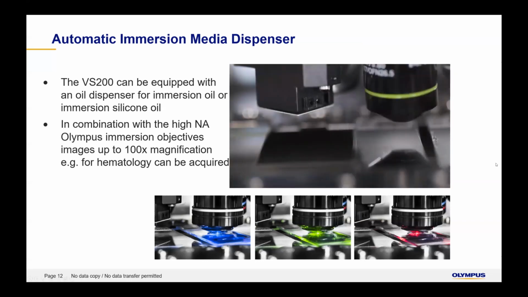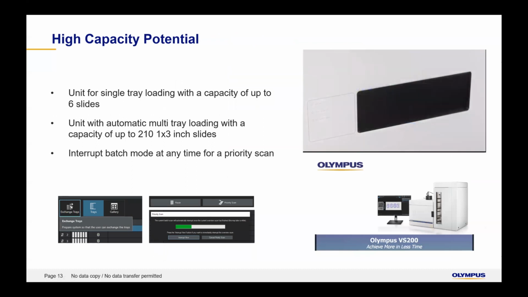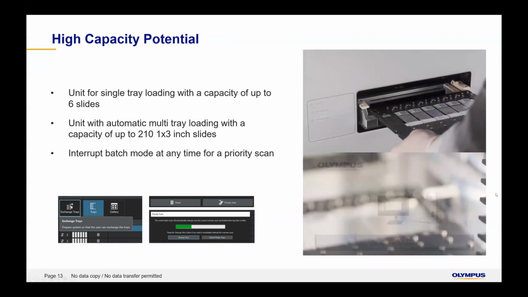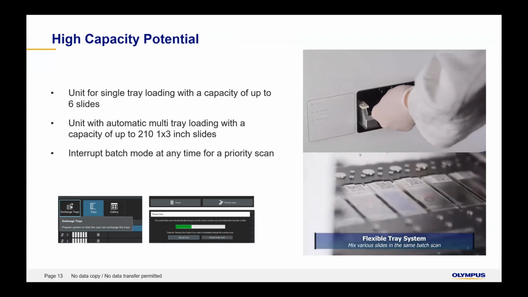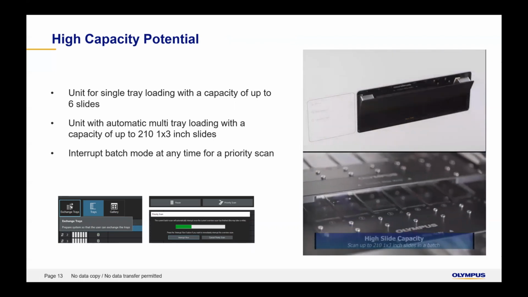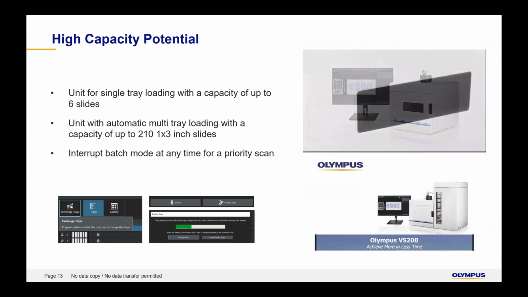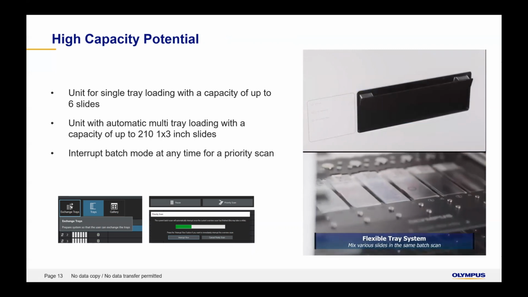Now, you can see here the process of loading both the 6-slide and the loader versions of the VS200. Whether the trays are manually loaded into the front of the system or by a robotic arm with the loader, the thing I want to point out is that the slides never move from the trays they are inserted with. This essentially eliminates the dreaded slide dropping.